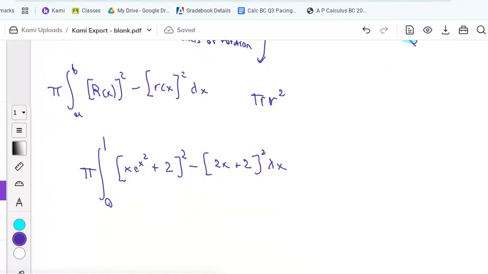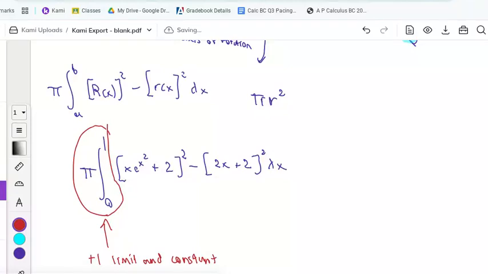Let's look at the scoring guidelines for this. You can get 1 point for writing the correct limit and constant. You can get or miss 2 points for writing the correct integrand. That's about it for part B. Let's move on to part C.